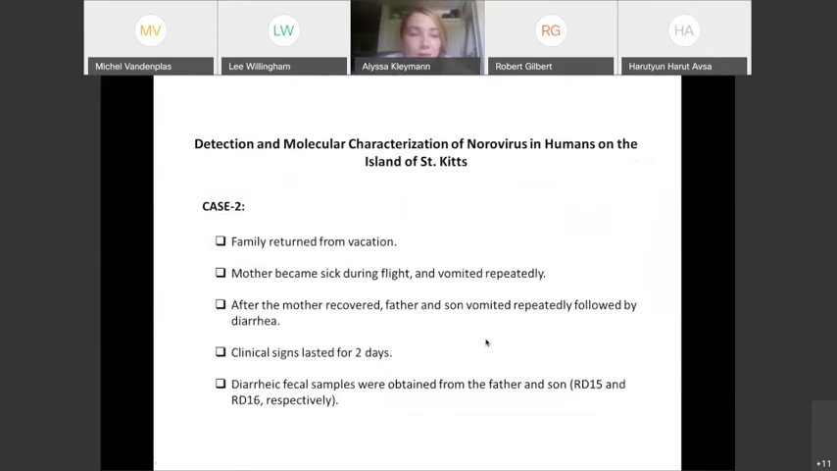And now I'll move on to case 2, which was that of a family that had returned from vacation in which the mother became sick during the flight. And after that, when the mother recovered, the father and the son became ill with vomiting and diarrhea. And we collected fecal samples and labeled them RD15 and RD16 from the father and from the son, respectively.